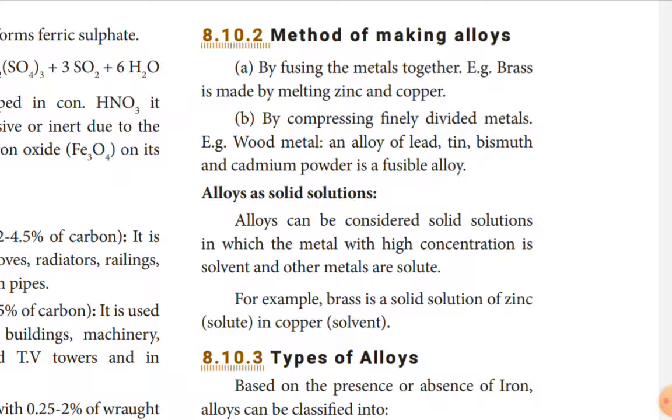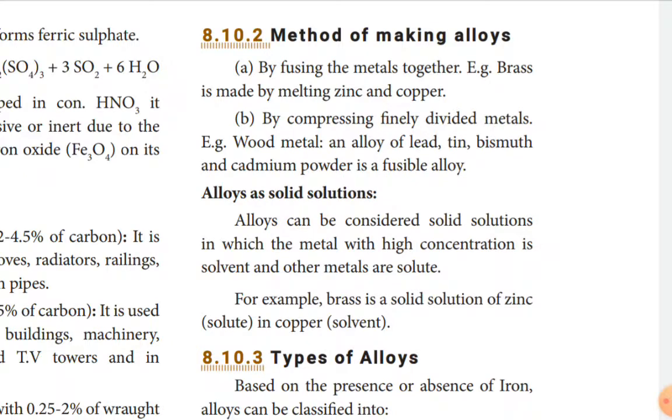For example, brass is a solid solution of zinc in copper. So two elements are in the brass. Out of these two, zinc acts as the solute and copper acts as the solvent. So copper is in more concentration, with high percentage, and zinc is in less percentage in the brass. That is the meaning. In brass manufacturing, zinc is less in concentration, less in percentage compared to the copper.